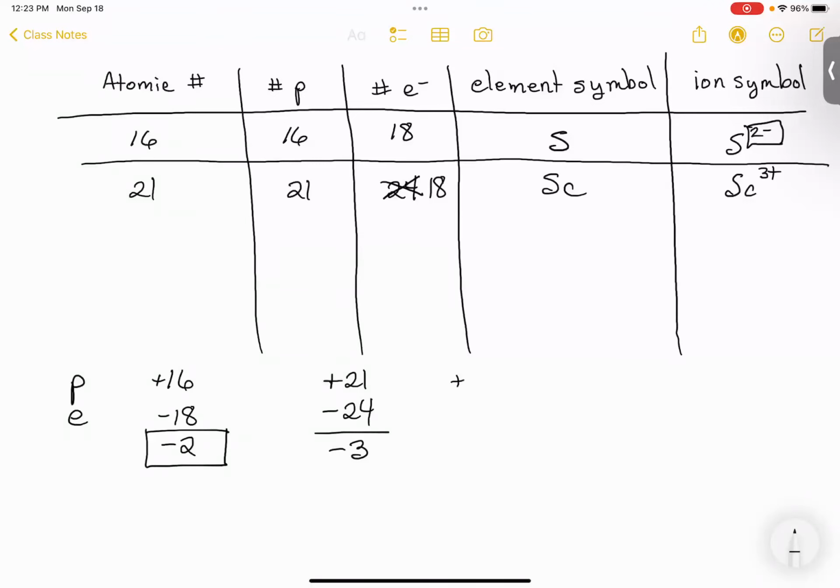I got a plus 21. I have 18 electrons, which are negative. The difference between that is a plus 3. Does that match? Yes. Then it is 18. So in other words, by doing the math, you can check yourself. There's really no reason to get this wrong.